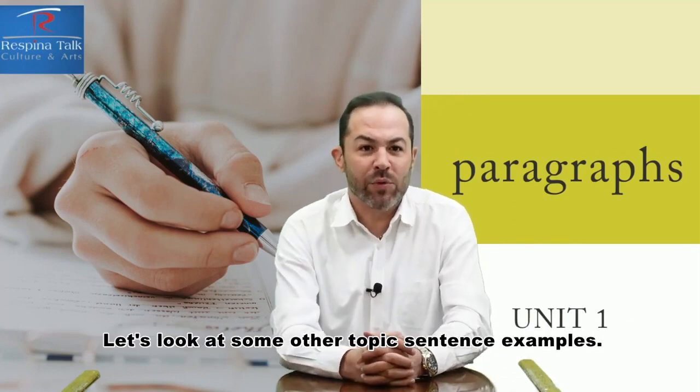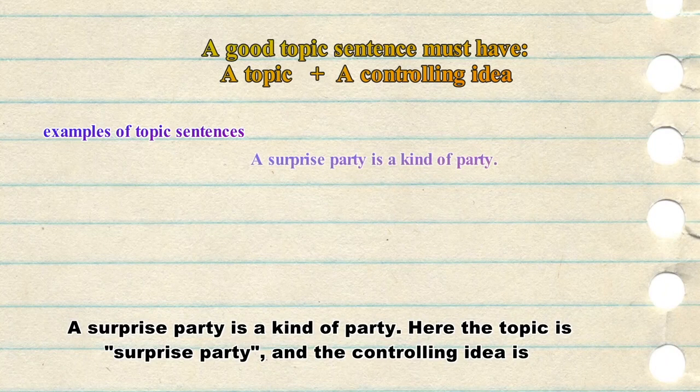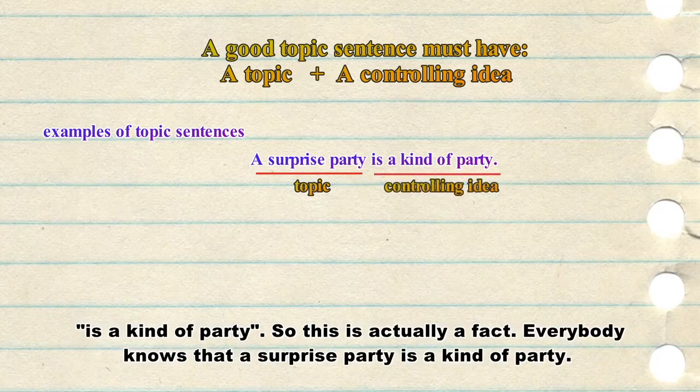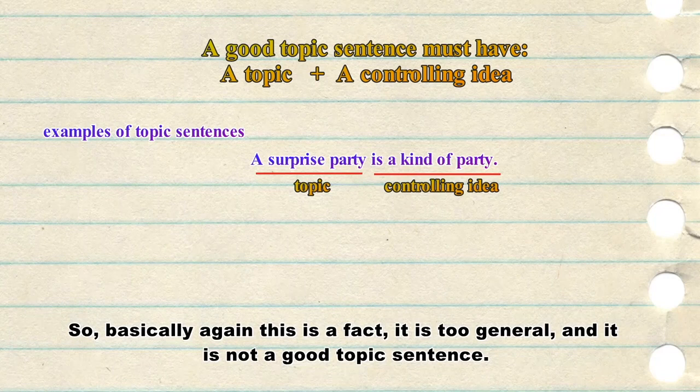topic sentence examples. A surprise party is a kind of party. So here, the topic is surprise party, and the controlling idea is a kind of party. So this is actually a fact. Everybody knows that a surprise party is a kind of party. So basically, again, this is a fact. It is too general, and so it is not a good topic sentence.